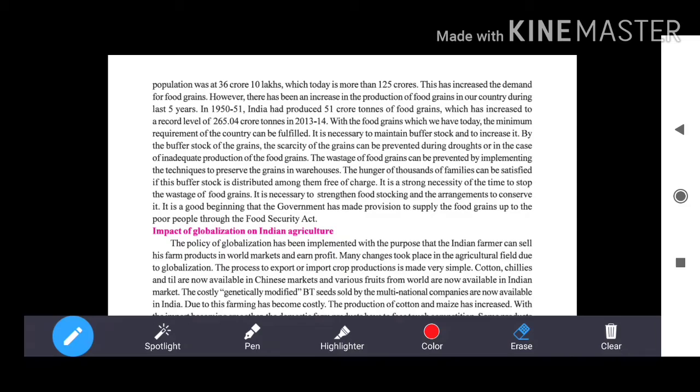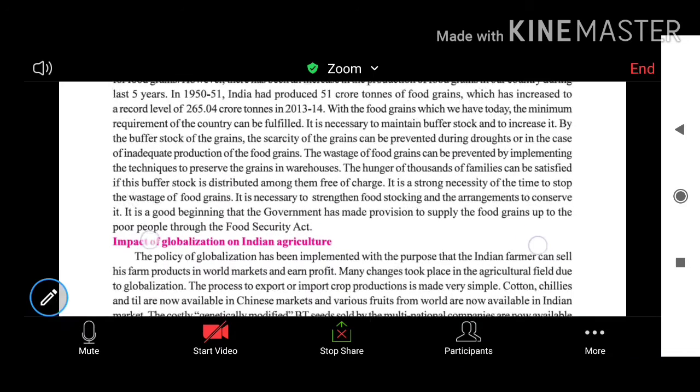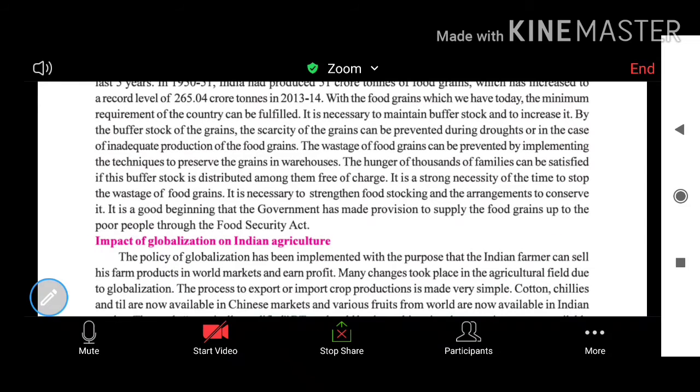providing the food grains. The wastage of the food grains can be prevented by implementing the techniques to preserve the food grains in warehouses. The hunger of thousands of families can be satisfied if this buffer stock is distributed among them free of charge. It is a strong necessity of the time to stop the wastage of the food grains.